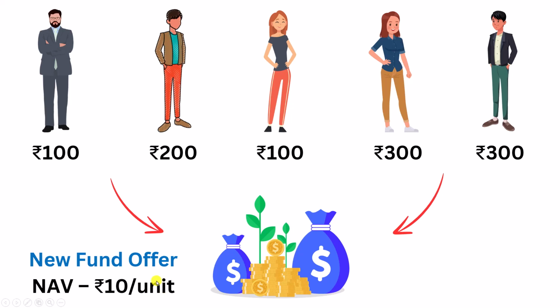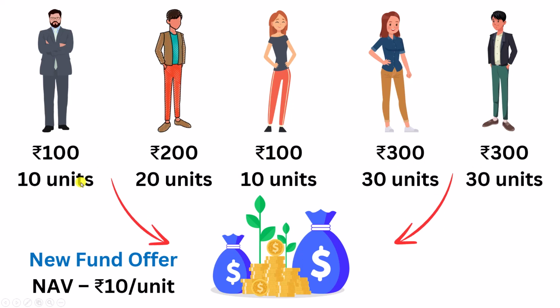Okay. Now, units are given to the investors according to their investment. Okay. Once again, units are allotted to the investors according to their amount of investment. Meaning, you will get 10 units, this person will get 20, this person will get 10, this person 30, and this 30. Now, how did you get 10 units?